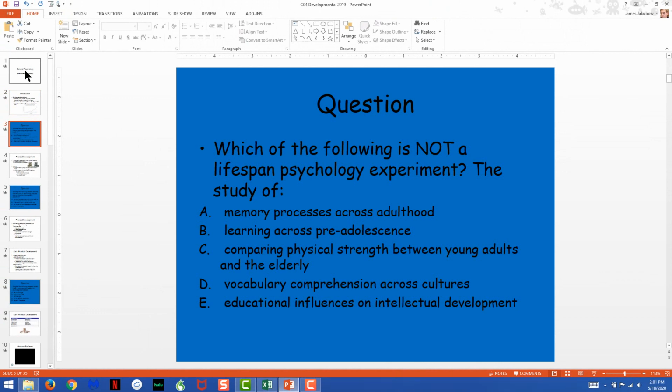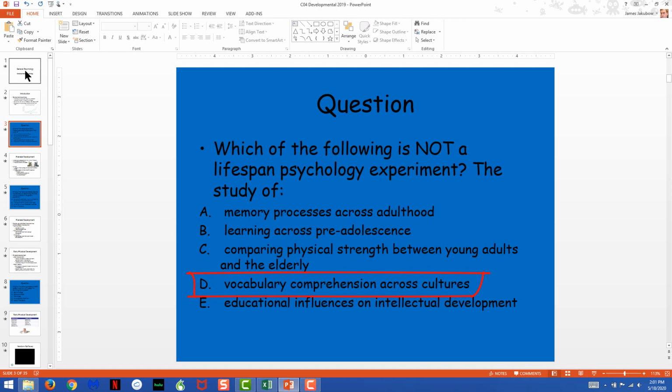Now let's take a look at a question related to the definition of developmental psychology. Which of the following is not a lifespan psychology experiment? And the correct answer there is D, vocabulary comprehension across cultures. In this case, vocabulary comprehension across cultures, the comparative aspect across cultures, does not involve an aspect of time.